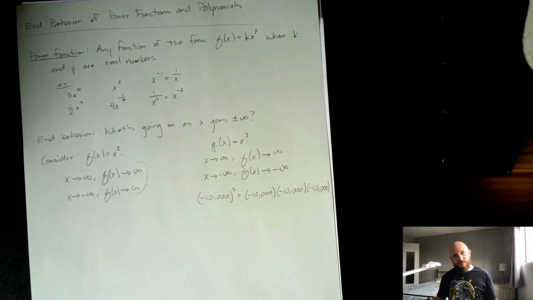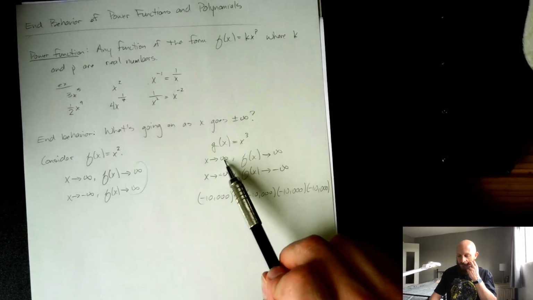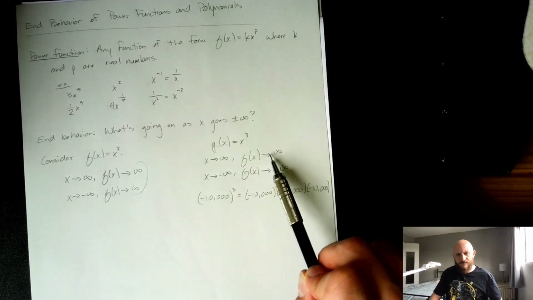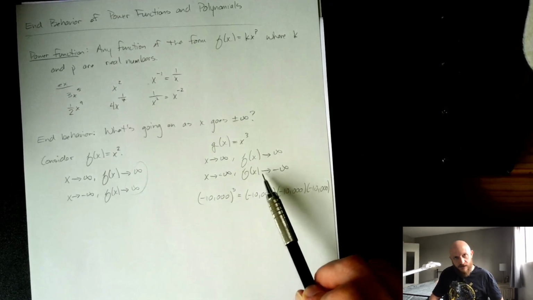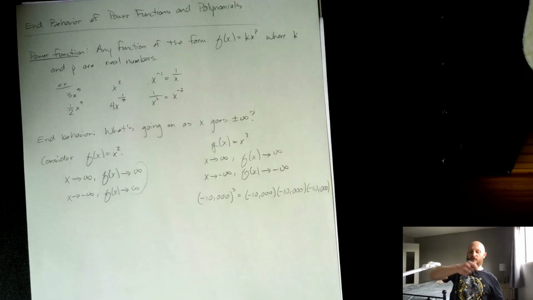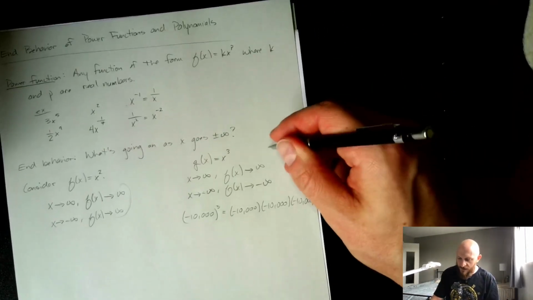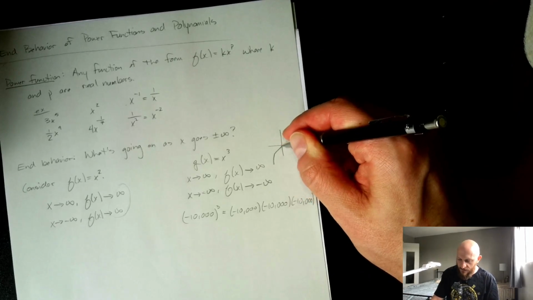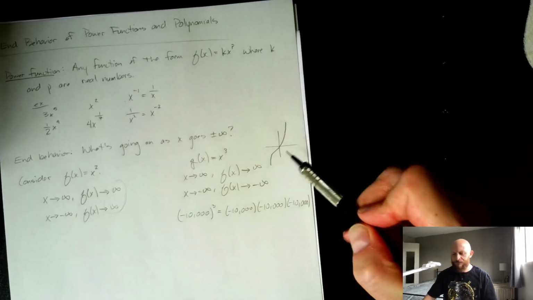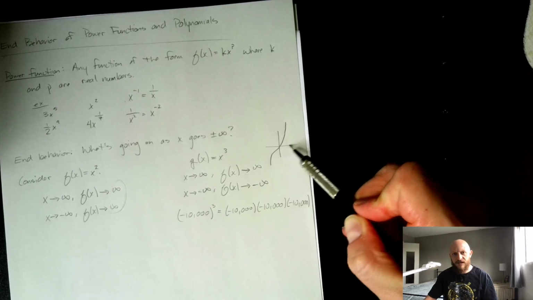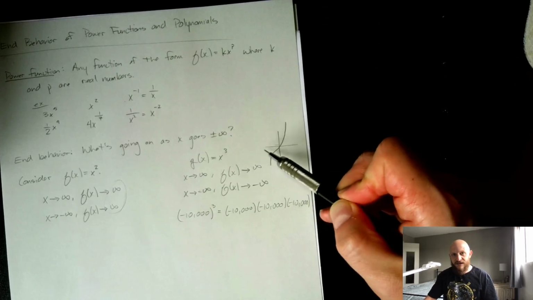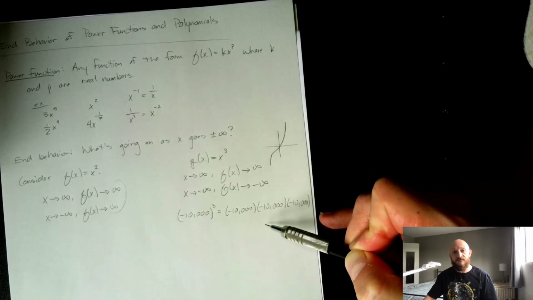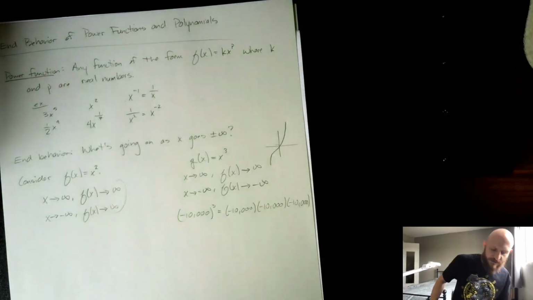So the end behavior of x cubed is, as x goes to infinity, f of x goes to infinity. As x goes to negative infinity, f of x goes to negative infinity. Again, think about what the graph looks like. The graph of this thing, just as a reminder, looks something like this. Comes up right through the origin and then takes off. As x goes to infinity, f of x gets huge. As x goes to negative infinity, f of x gets huge in the negative direction. So that's the end behavior.